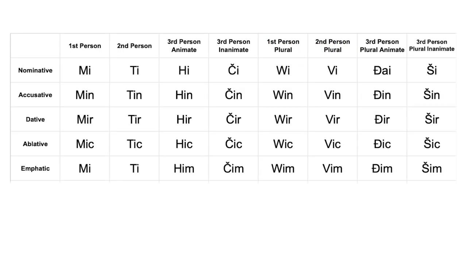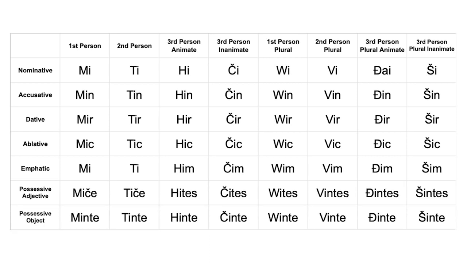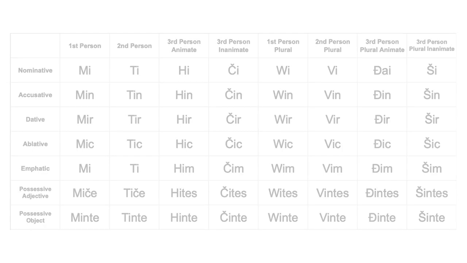Accusative pronouns, those that act as direct objects, will end in in. Dative pronouns, those that act as indirect objects, will end in r. And ablative pronouns, those that act as objects of the preposition, will end in c. Emphatic pronouns are a general miscellaneous category that is mainly used as a stand-in for the vocative case, which is when you reference a person before you talk to them. I've also included possessive adjectives and objects, like the words my and mine in English. The former being an adjective and the latter being an object.